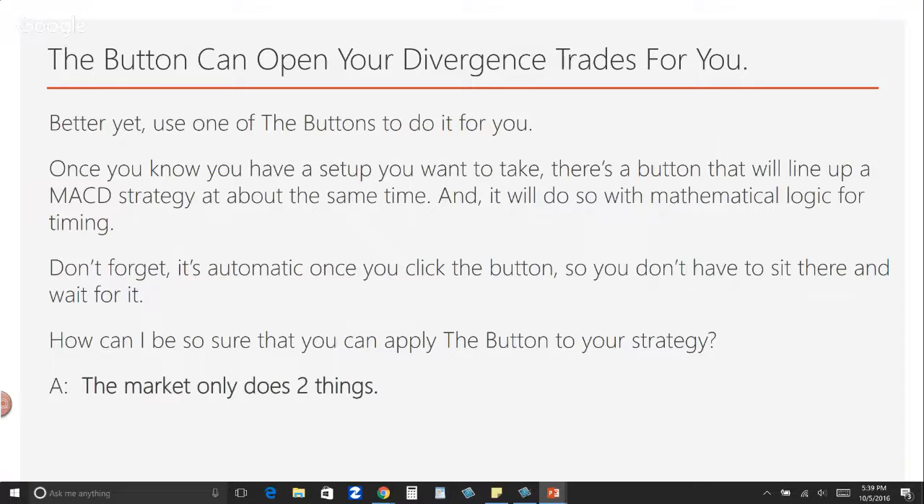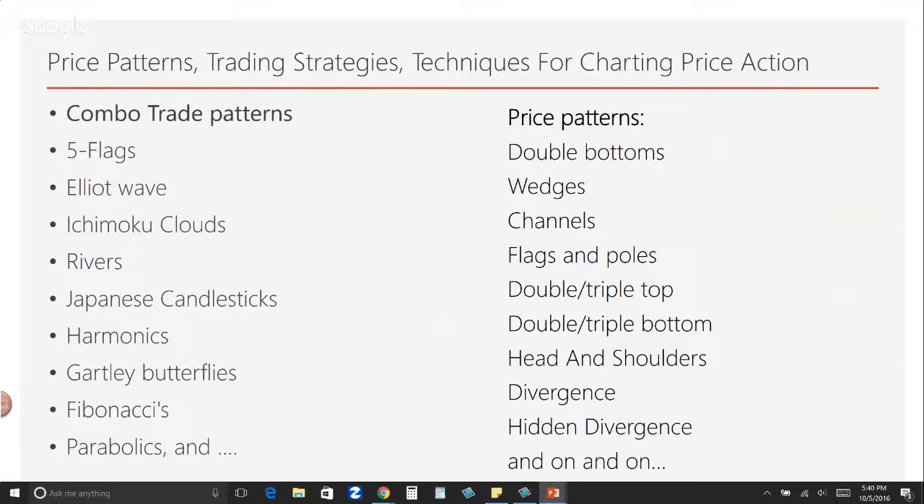Now, don't forget, it's automatic once you click on the button, so you don't have to sit there and wait for it. And you might be wondering, how can I be so sure that you can apply the button and the MACD strategies to your trading strategy? My answer is, I know, because the market only does two things, and the market doesn't care what strategy you're using. It still only does two things. It works through trends and it works through ranges. So the MACD is set up to assist you with all of the things that happen in the midst of price action flowing from trends to ranges and back to trends again.